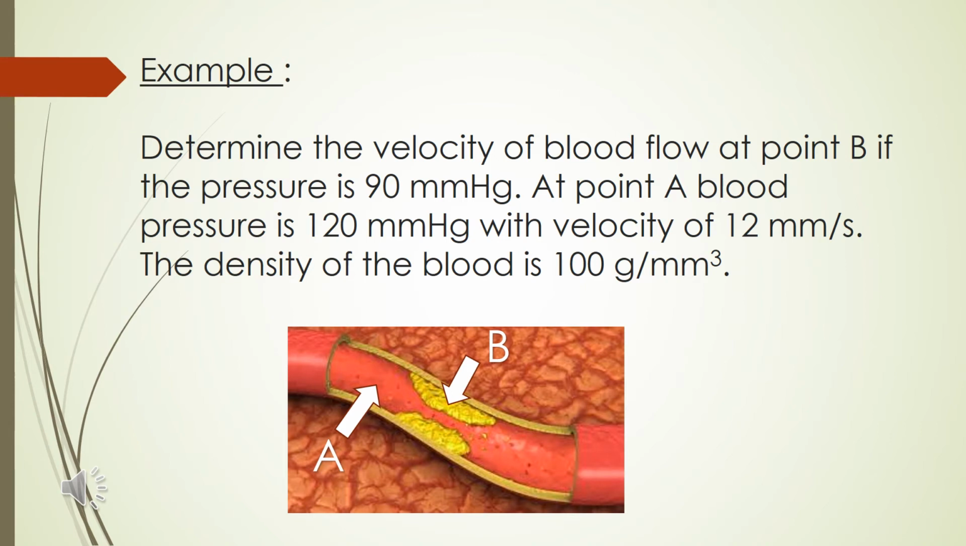Okay, so let's try an example using that formula. Determine the velocity of blood flow at point B, indicated here where the plaque buildup is, if the pressure is 90 millimeters of mercury. At point A, the blood pressure is 120 millimeters of mercury with a velocity of 12 millimeters per second. The density of the blood overall is 100 grams per millimeter cubed. Use the formula to determine what the velocity at point B will be.